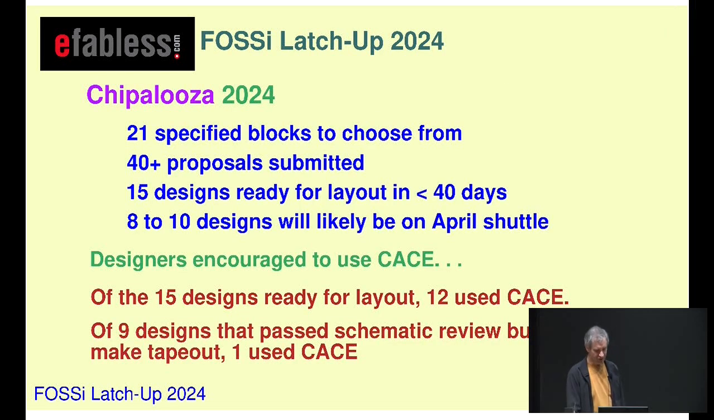So I put this into practice just a month ago for the Chipalooza 2024 challenge, which is sort of a reboot of our original challenge, except for Sky 130. So we wanted analog blocks. We wanted an analog library. And so we wrote out specifications for 21 different analog blocks. And when we held the challenge, we got back over 40 proposals.